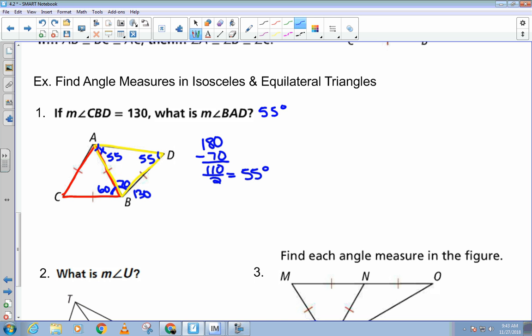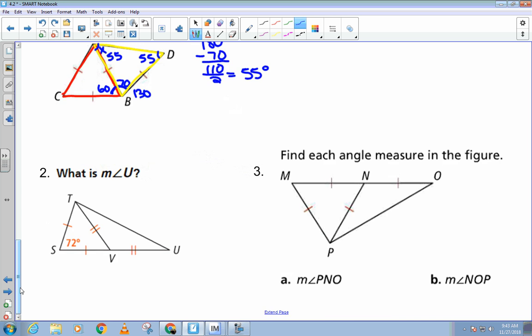Okay? Questions on that? Okay, let's do another one. That was last 2. We're almost done. Alright. What is the measure of angle U? That's what we're looking for right there. Okay? Now, this is what I'm given. So I got to start here and work my way over to the other side.